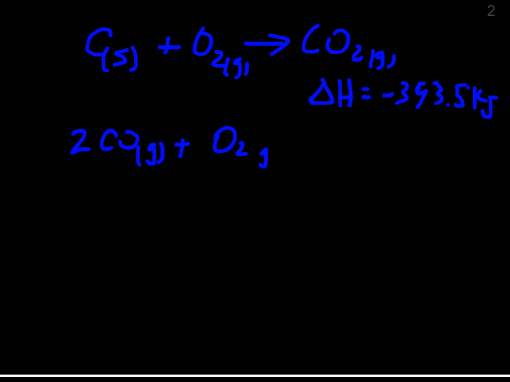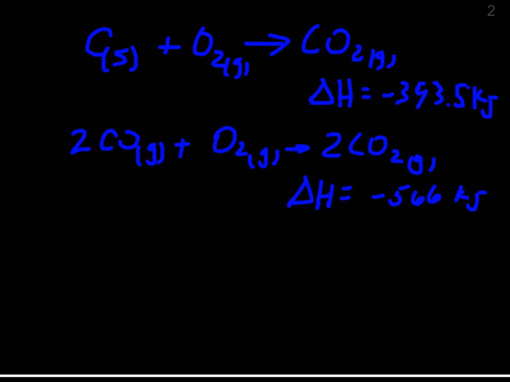And you're given another reaction where two carbon monoxides in the gas phase are going to burn with oxygen and produce two CO2s, where the delta H for this reaction is equal to minus 566 kilojoules. All right?